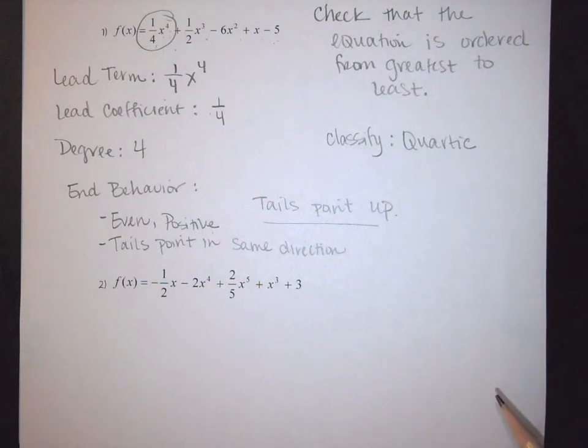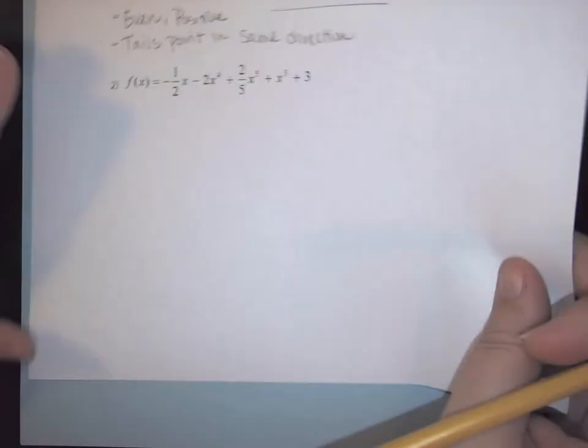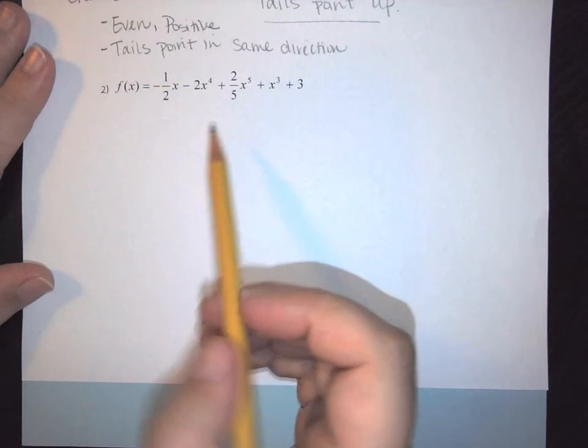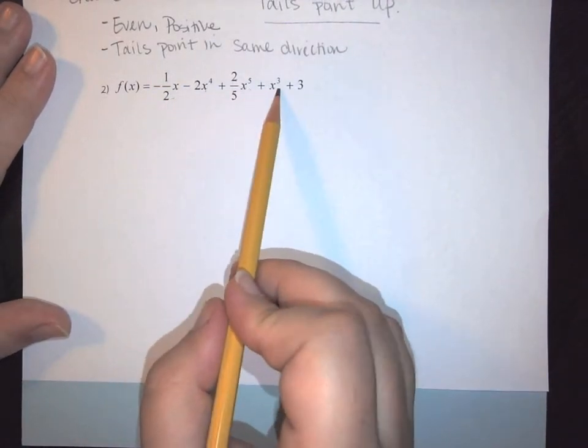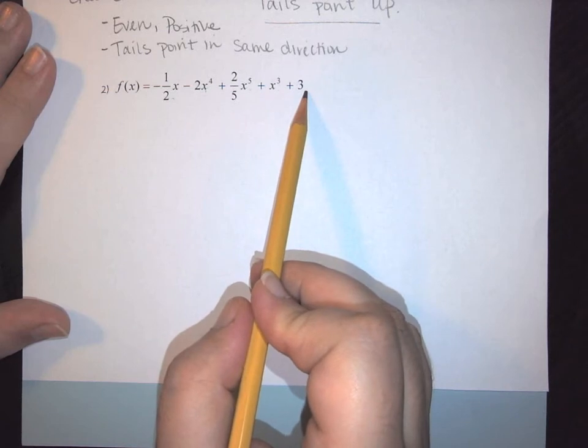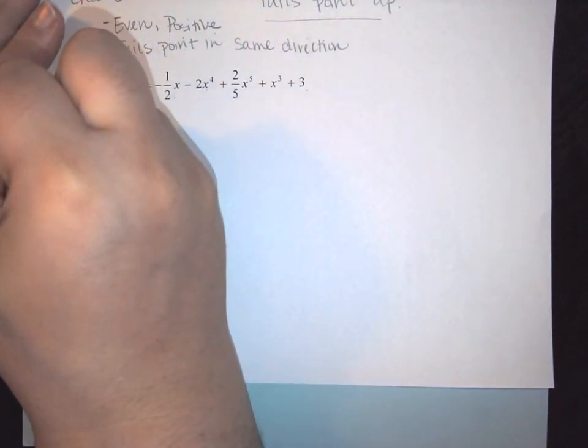Okay, so notice we're not graphing, we're not solving, we're not doing anything else except for identifying and analyzing the proper terms out of your equation. Alright, let's look at one more here. So notice here I have power of 1, power of 4, power of 5, power of 3, and power of nothing. So the first thing I have to do is I need to rewrite it.